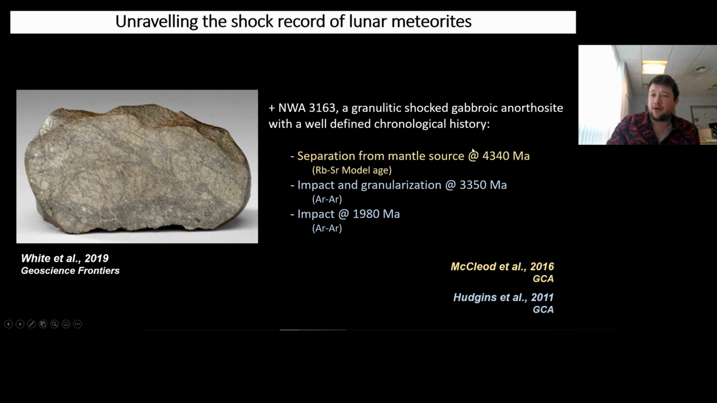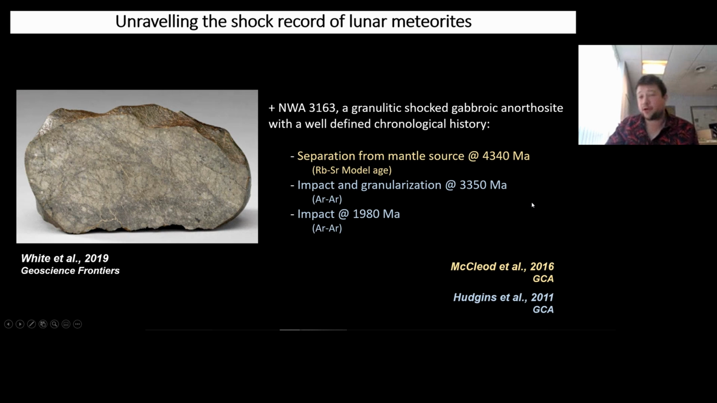So an example from a meteorite here, this is NWA 3163, a granulitic, gabbroic anorthosite breccia. It's been dated before, so we've got model rubidium-strontium ages of about 4.3 billion years, which seems to be the number of the day. A known impact and granulation event at about 3.3, so that's from argon-argon studies, and then a younger impact at about 1.9, so 2 billion years, again from argon-argon.